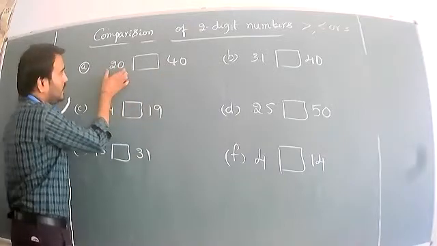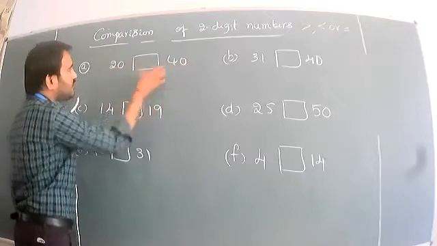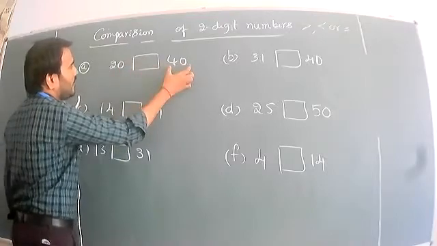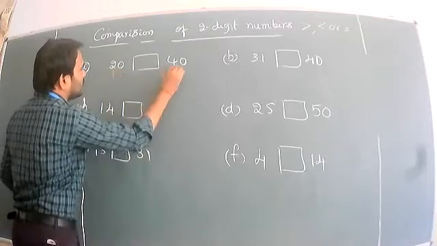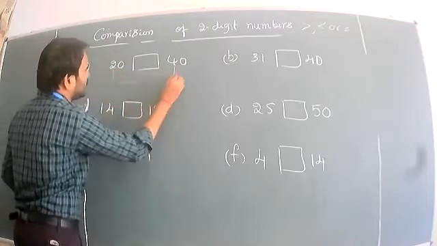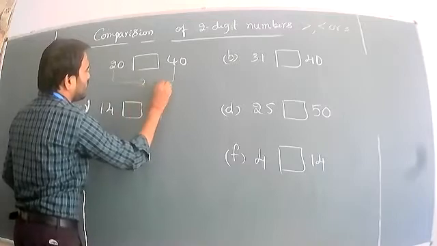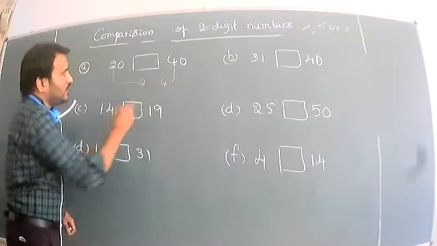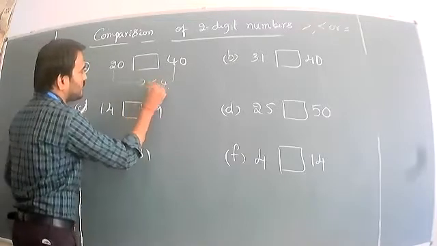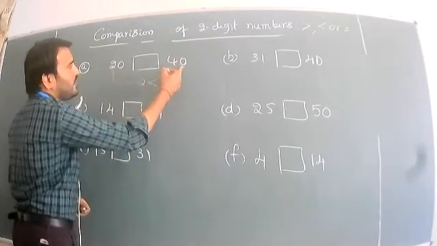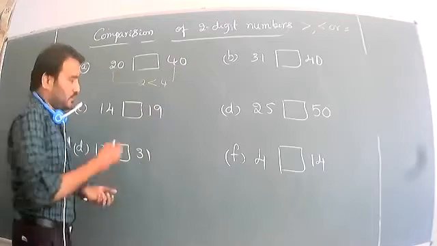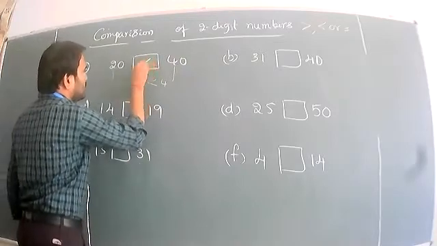Look at that. Here 20, here 40. You know the numbers, the numerals. Compare these two numbers, 20 and 40. Guruji, 2 and 4 here. Which one is greater? Greater is 4, 2 is smaller. So now 20 is smaller, 40 is bigger. So we should use the symbol. This is the symbol.